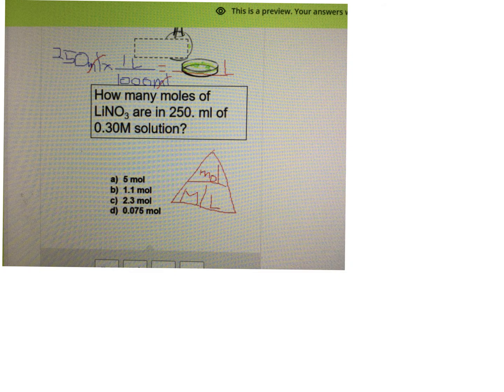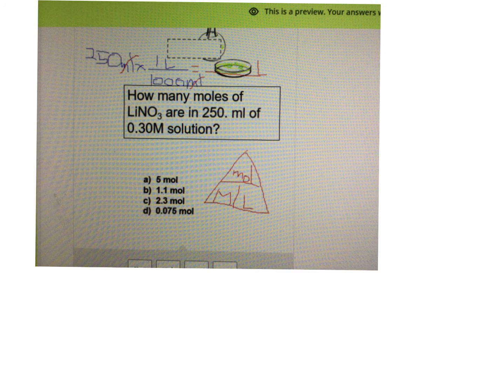Let's do another question. Okay, here they're giving you 250 milliliters. We need to change that to liters. So to do that, remember that 1 liter equals 1,000 milliliters. So 250 divided by that 1,000 is going to give you 0.25 liters.